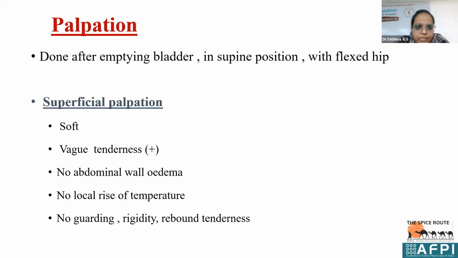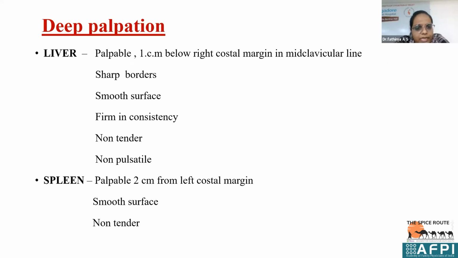On palpation, done after emptying the bladder in supine position with well-flexed knees. On superficial palpation, it is soft, vague tenderness present, no abdominal wall edema, no local rise of temperature, no guarding, rigidity, and rebound tenderness. On deep palpation, liver is palpable 1 centimeter below the right costal margin in the midclavicular line, sharp borders, smooth surface, firm in consistency, non-tender and non-pulsatile. Spleen is palpable 2 centimeters below the left costal margin, smooth surface and non-tender.